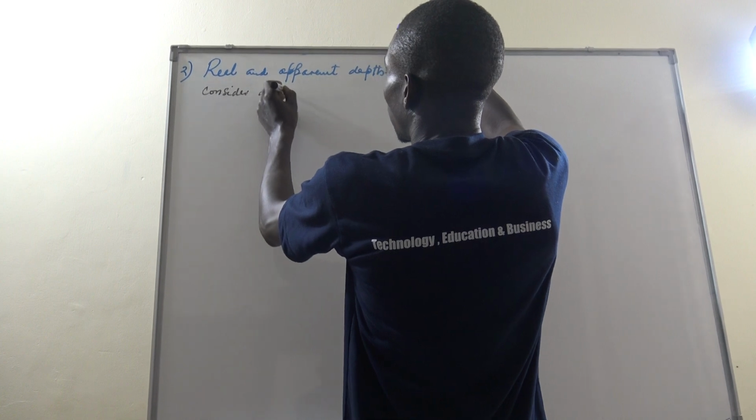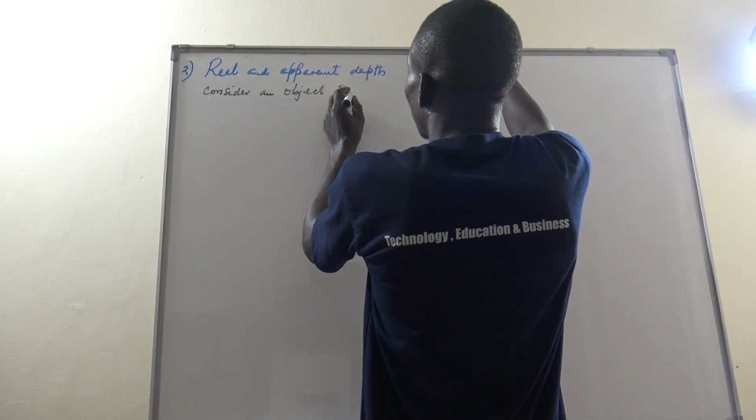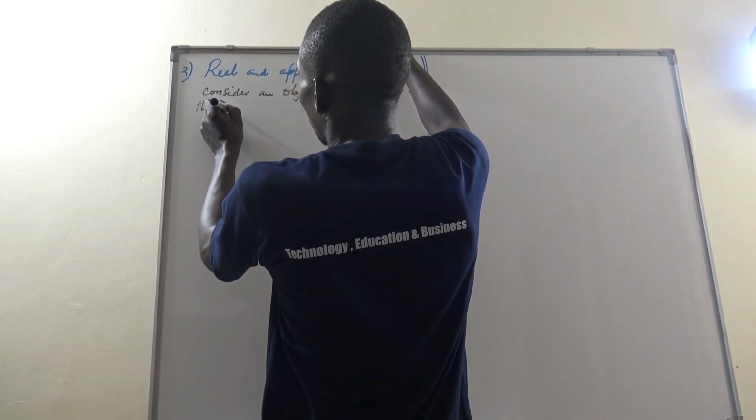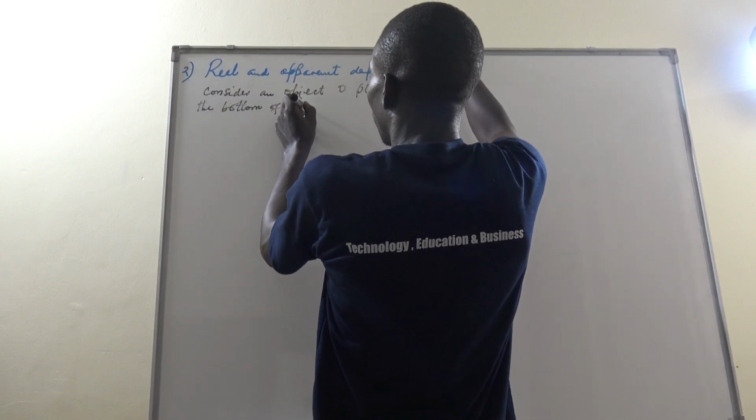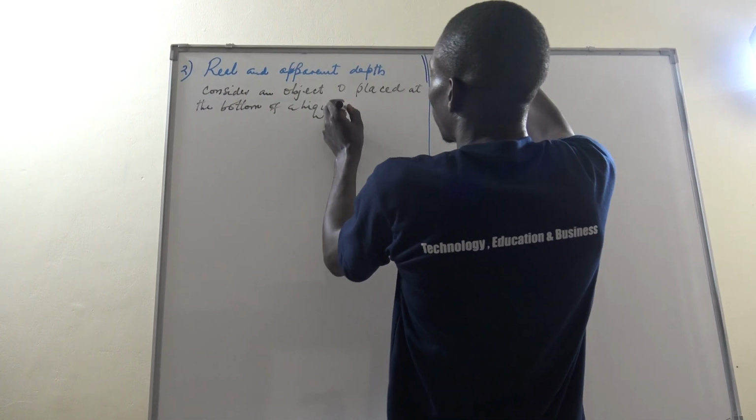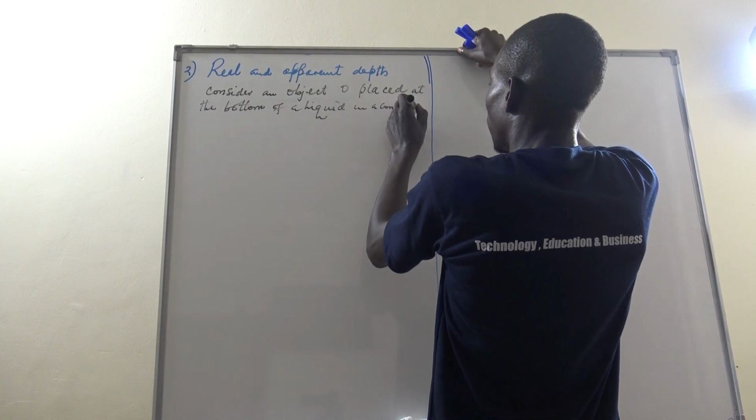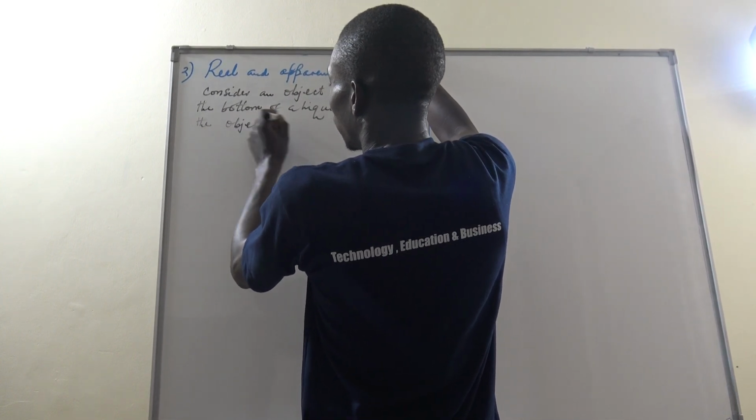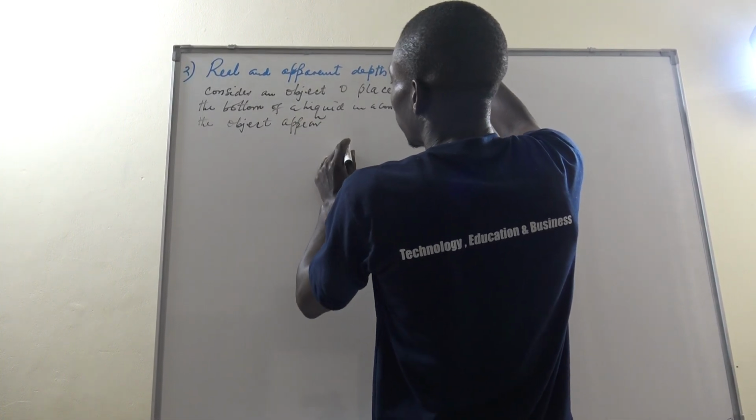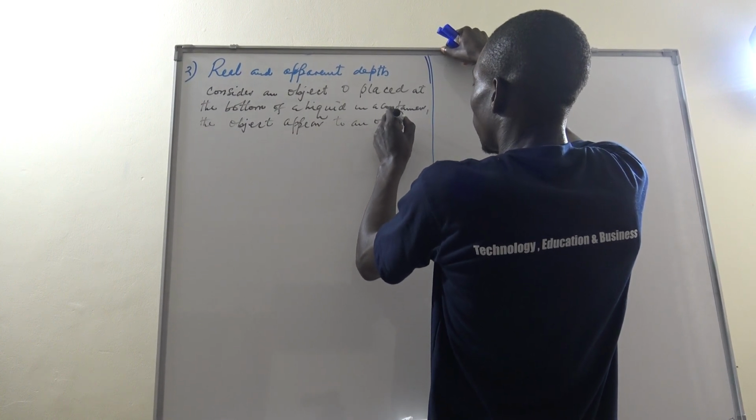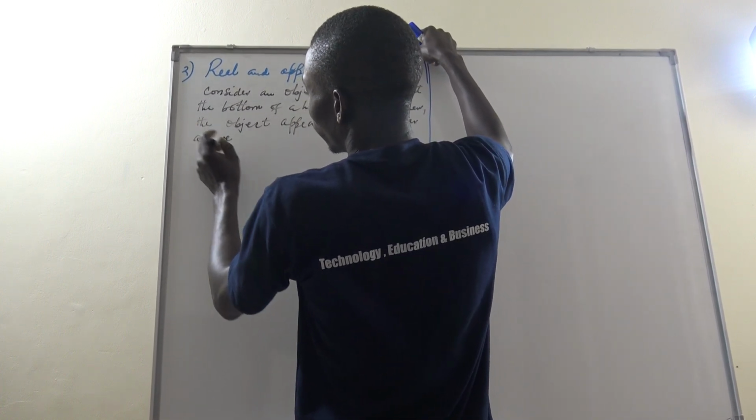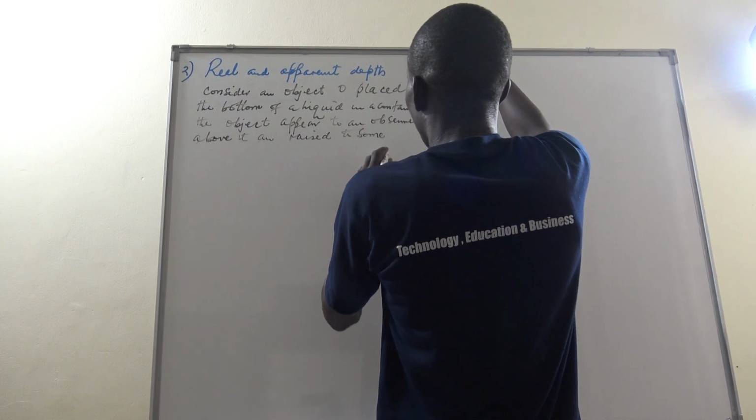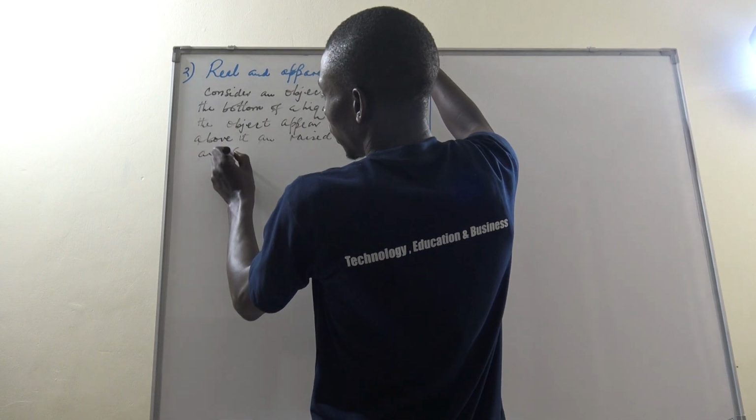And then you can say, consider an object placed at the bottom of a liquid in a container, the object appears to an observer above it as raised to some height, as shown below.